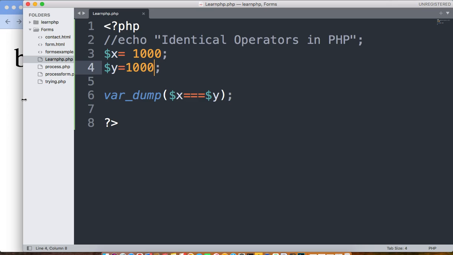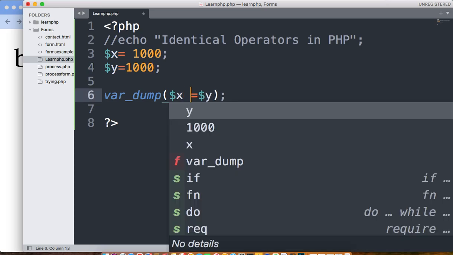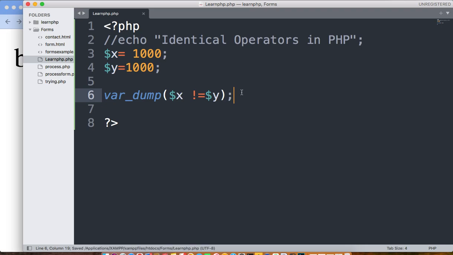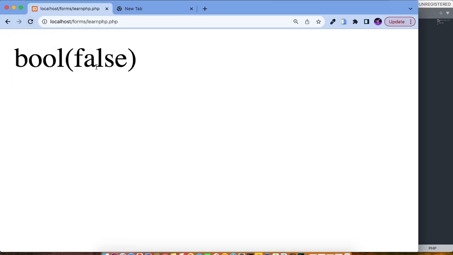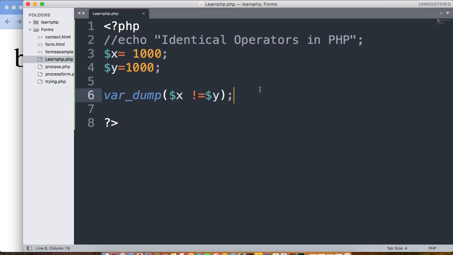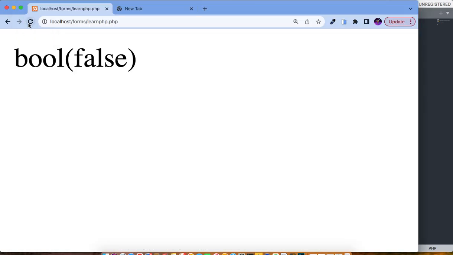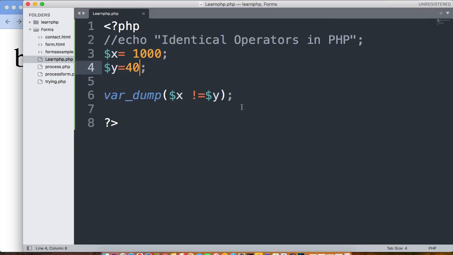The third one is not equal to. The not equal sign we use is represented this way: x not equal to y. This one returns true if x is not equal to y, and false if x is equal to y. Here x is equal to y, so that's why it's returning false. If we put 40 here, for example, it returns true because x is not equal to y. That is how you can use this operator.